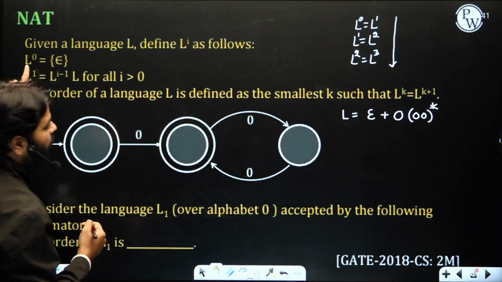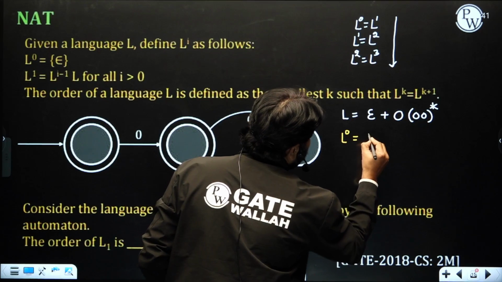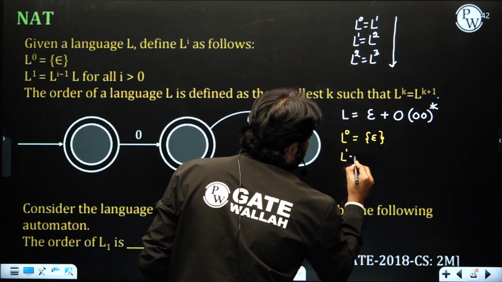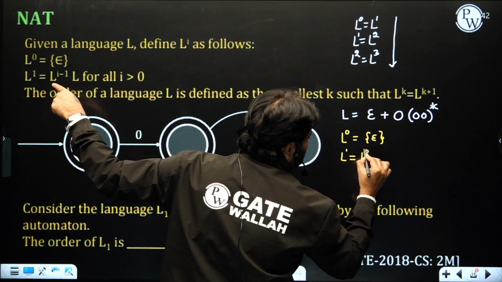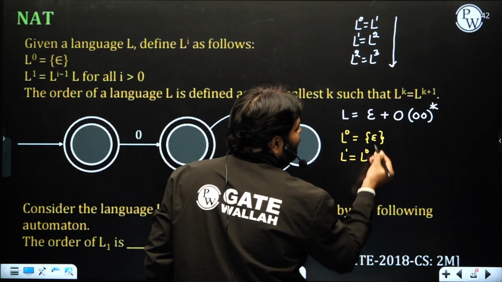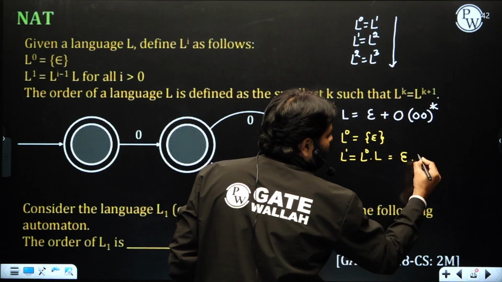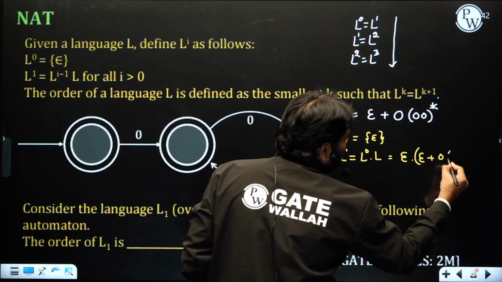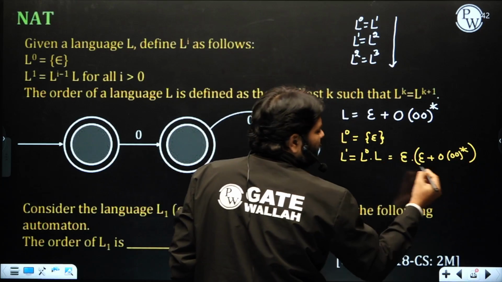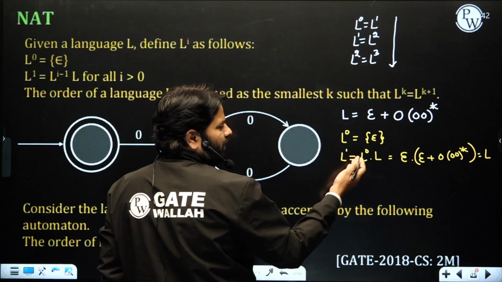Now you need to apply the algorithm. What is L power 0? L power 0 is by definition epsilon. You cannot change it, so let's take it as the same. Then what is L power 1? Apply the definition: that's L power 0 dot L. L power 0 is epsilon, so we substitute epsilon dot L, where L is epsilon plus 00 whole star. And you know that epsilon dot L is always L, so I am writing it as L.